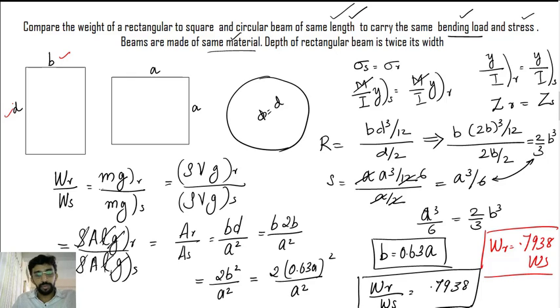In a similar manner, when you compare the rectangle to the circle, it is going to be something different. You can do the same kind of comparison for square to rectangle, square to circle, and like that you can easily do the calculation. So this is how you have to carry out the comparison between two different cross sections.